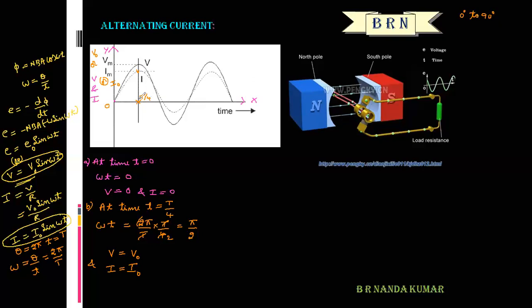At time t equal to T by 4, the current induced in the coil is maximum, that is I naught or Im, and the voltage induced in the coil is maximum, that is V naught or Vm. So what is the meaning of I naught? That is the peak value of current, that means the maximum value of current during one complete cycle.